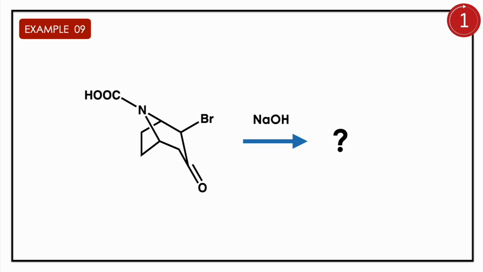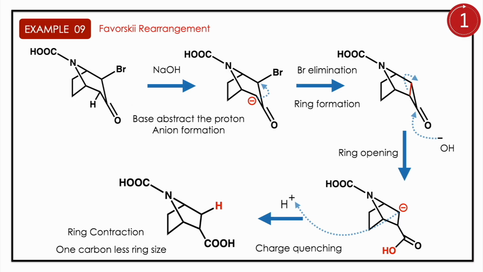Then the next example, here you have bicyclic compound with ketone, alpha bromine, bridged nitrogen with acid group. You are using the sodium hydroxide. You should find what will be the final product. Here the structure may be big. We will stick with the fundamentals.